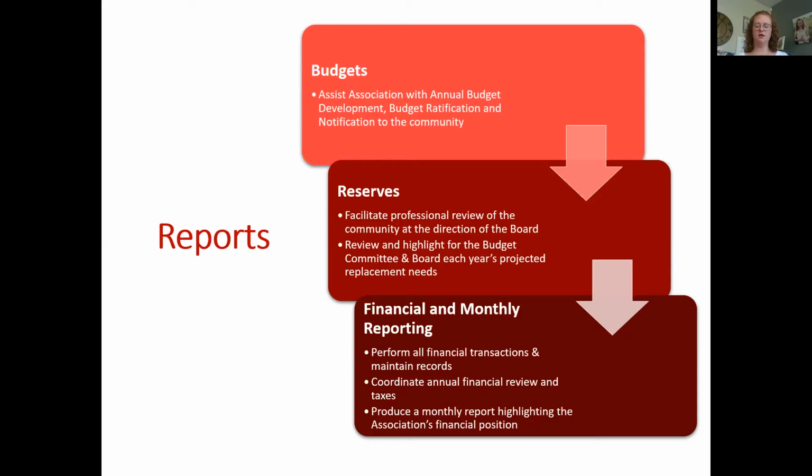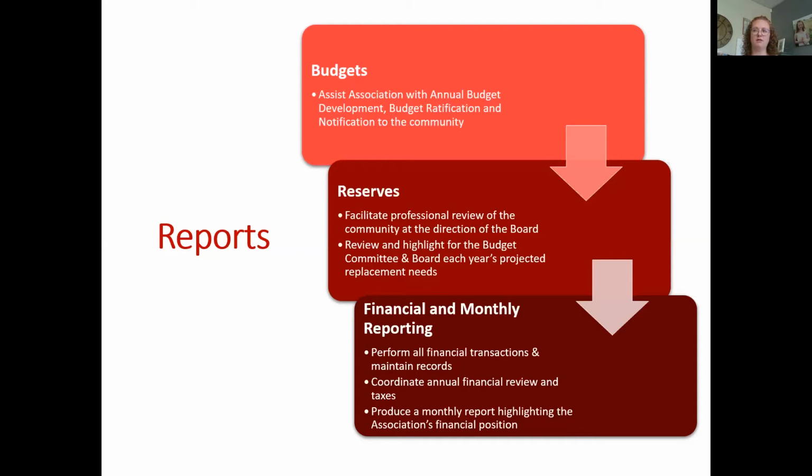Your reserves are expenses for your common area maintenance that happens between 2 to 30 years. So it's a longer range planning tool that says, these are the assets that the association owns, and this is how we're going to maintain them. And we're going to set money aside every year to make sure that when we need to maintain them, we have the funds to do so. Your budget and your reserves work hand in hand together, but they are two separate tools, and they are looked at a minimum of annually.